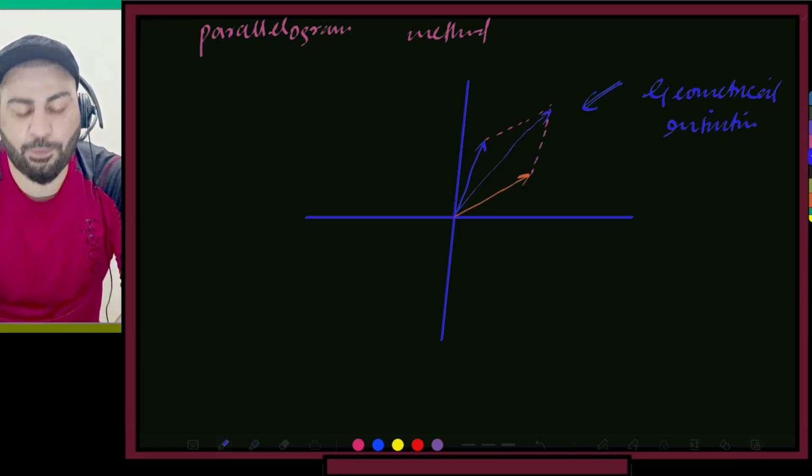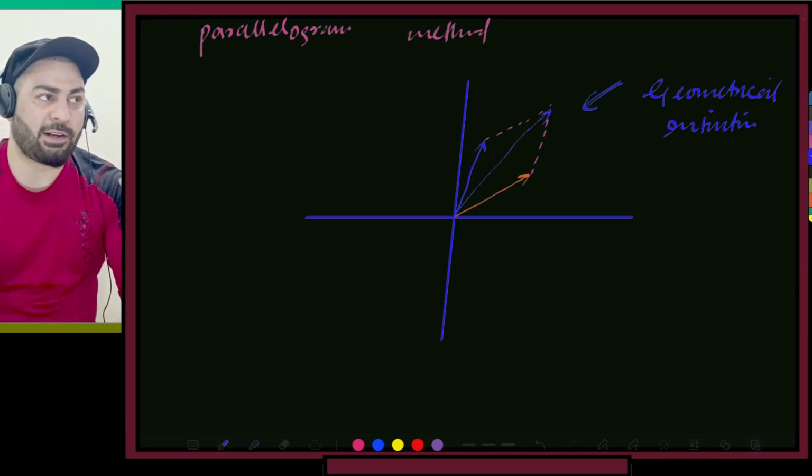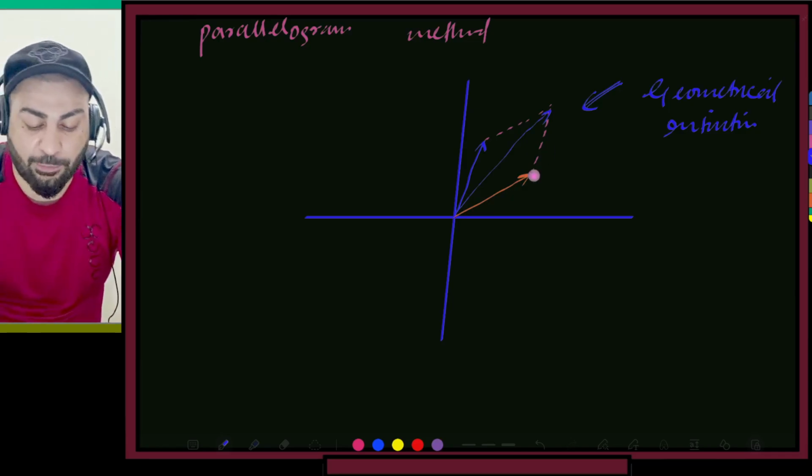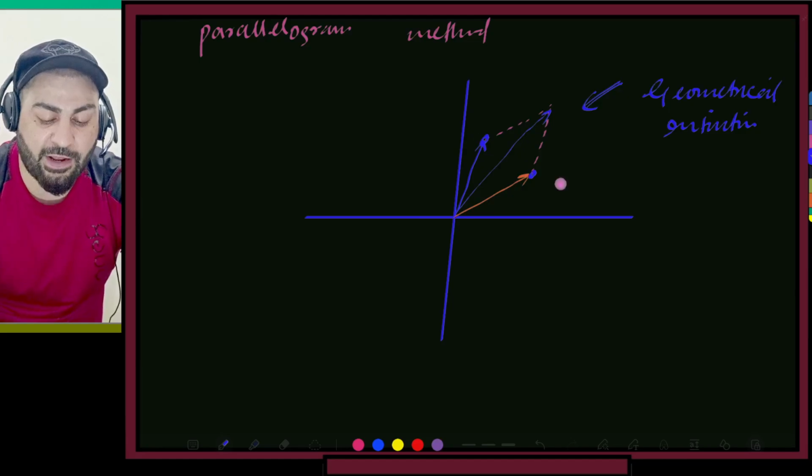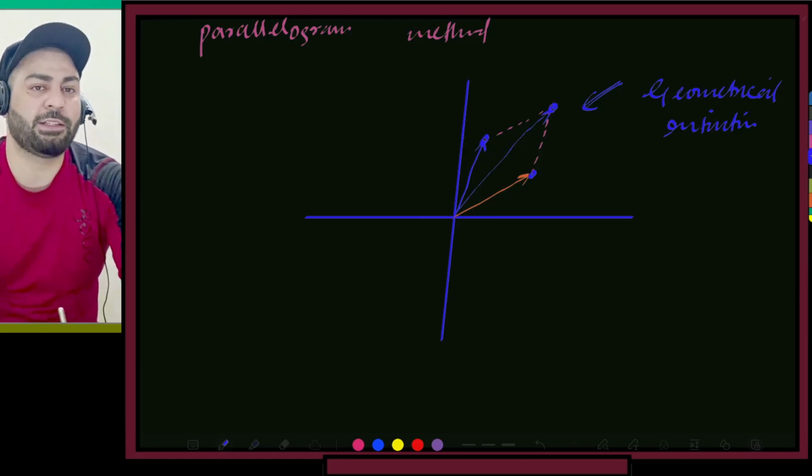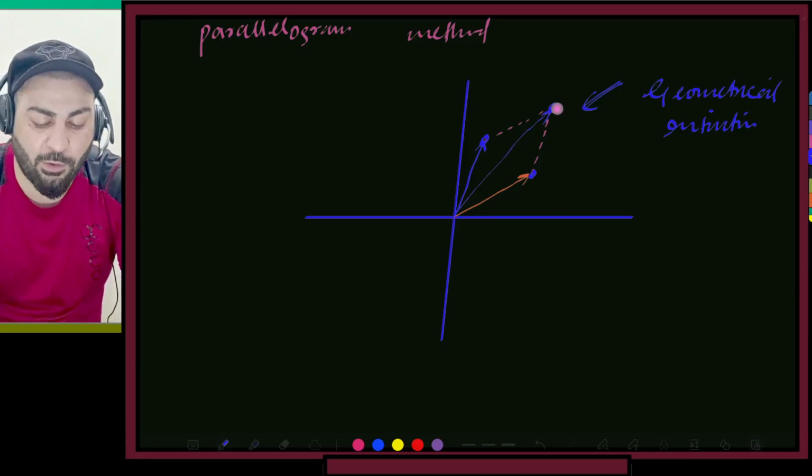So this is what should be in your mind. This is how, when a vector is given, you should probably think about a line or a point. So this is a point, this is the other point. If I combine these two points, I land at this point. If I combine these two points somehow, I land at this point.